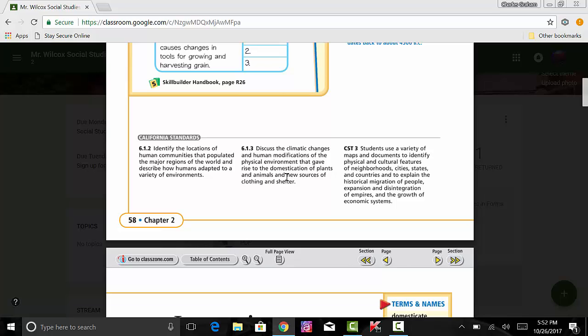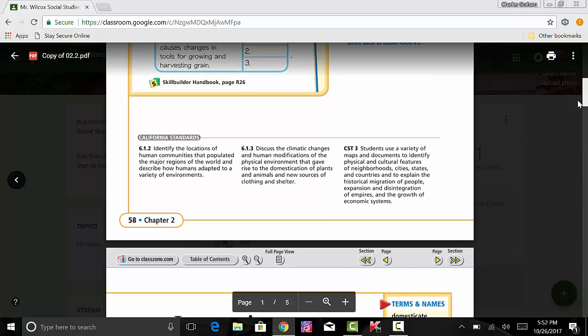Basically what that means is that the climate changed, kind of similar to what we're going through now, and that gave it the possibility for humans to start raising plants and animals in order to provide food for themselves, make clothing, and shelter as well. And this is about where did the people start doing that? When did that first start happening? And how did people get that information out to other people in other areas.